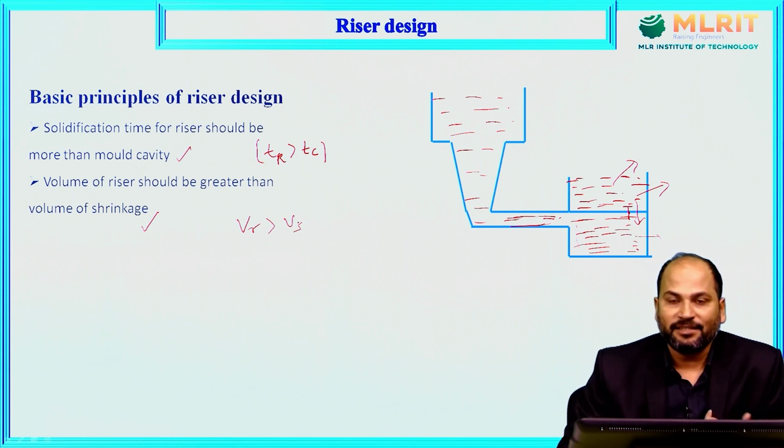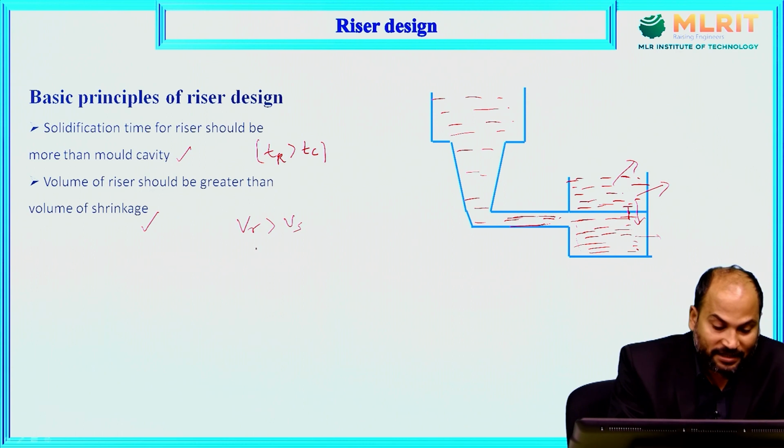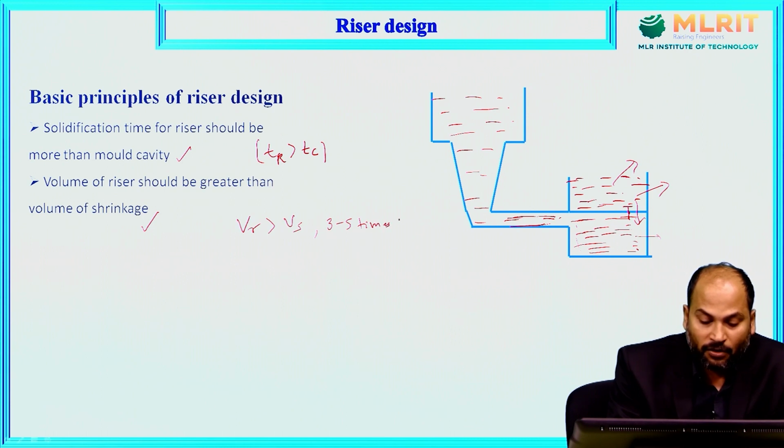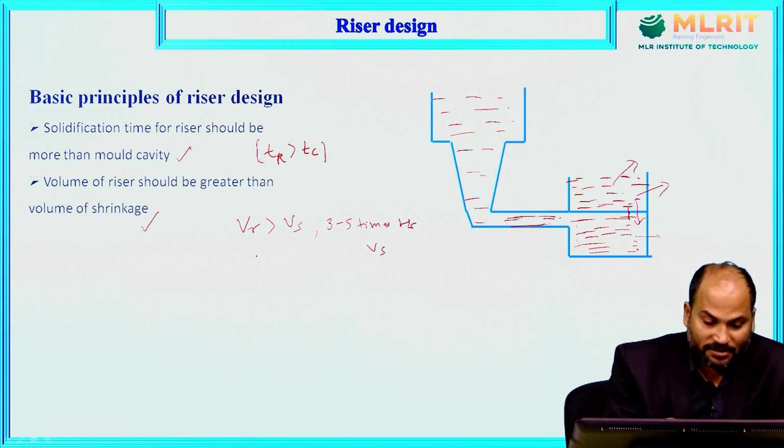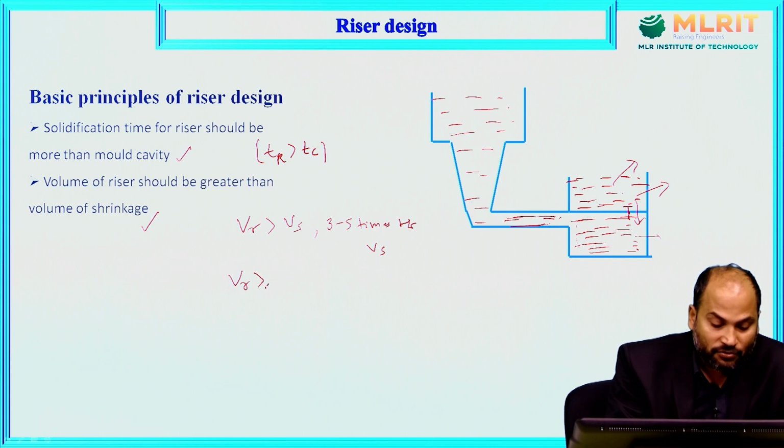So generally it is taken as 3 to 5 times the shrinkage volume, that is Vs. This is the general practice. If we take 4, we can write that the volume of the riser should be greater than 4 times the volume of the shrinkage. This is the general practice.